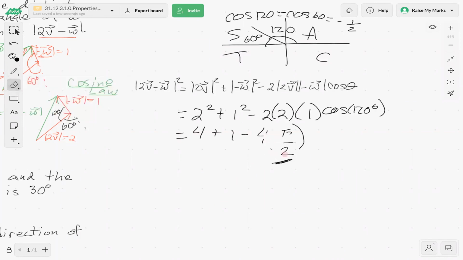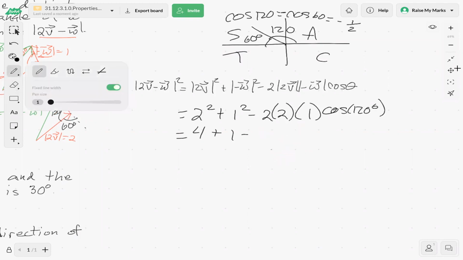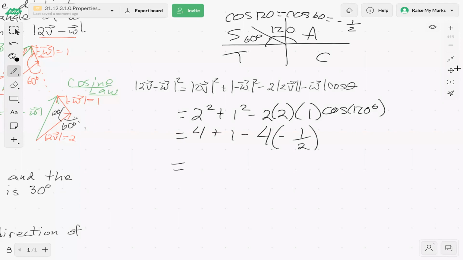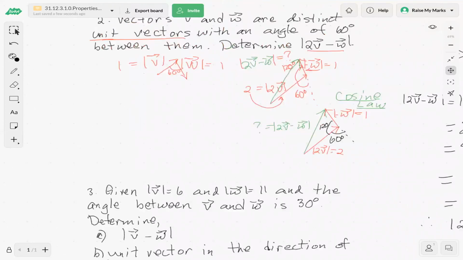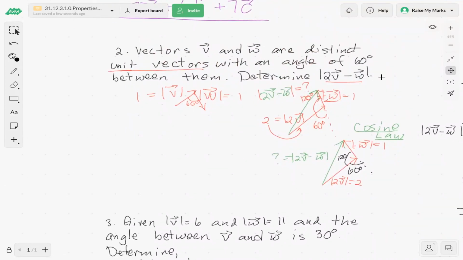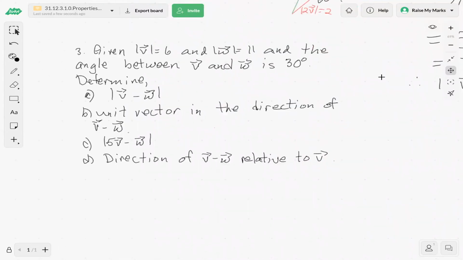So let's fix that. We'll just erase that. So we have 2 squared is 4, 1 squared is 1, minus 2 times 2 times 1, that's 4, times the cosine of 120, which is negative 1 over 2. So what do we get? We get 5 plus 2 equals 7. Therefore, the magnitude of the vector 2v minus w equals the square root of 7. Good. So this is a little review of the CAST rule and related acute angles. And of course, we use the cosine law, so a lot of review of trigonometry, all to get the magnitude of a linear combination of two vectors. Good. All right, so let's look at the next question.